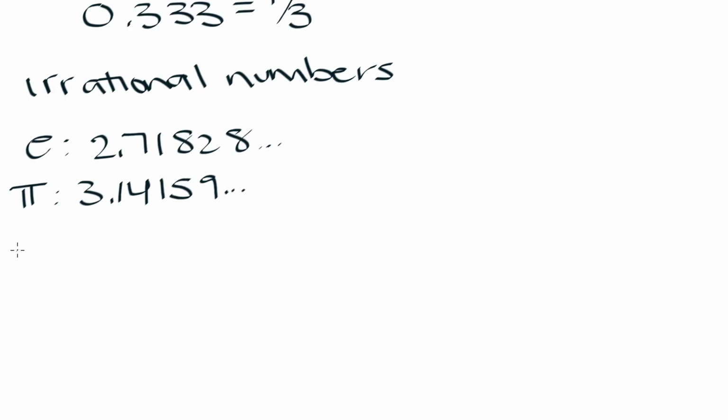We are also going to have things like the square root of 2, the square root of 3, the square root of 7. Any square root of a number that's not a perfect square is also going to be an irrational number. These cannot be written as simple fractions. So both rational and irrational numbers are real numbers.